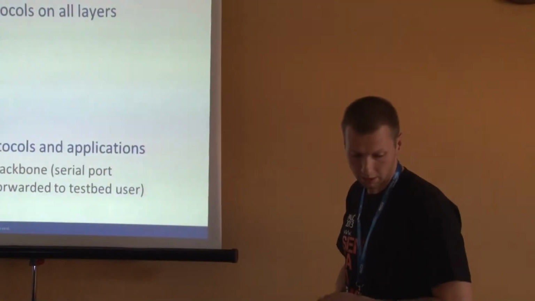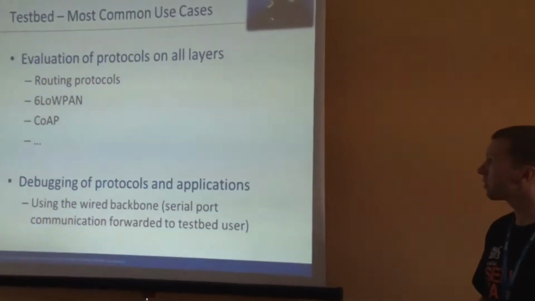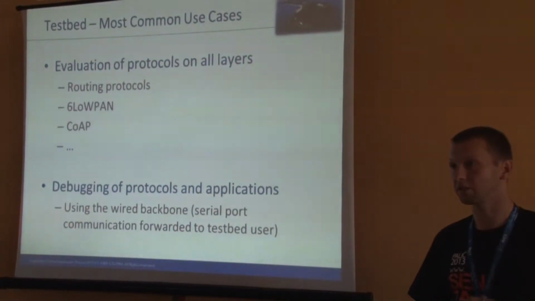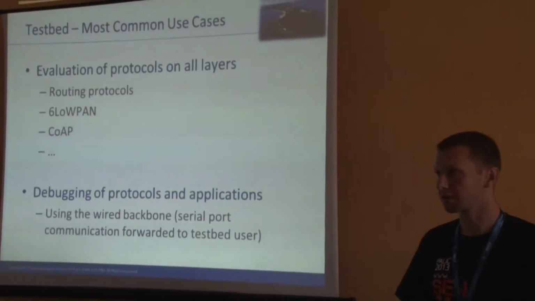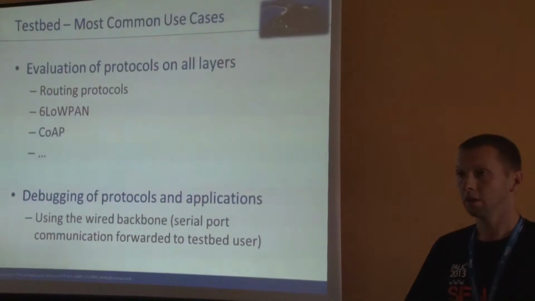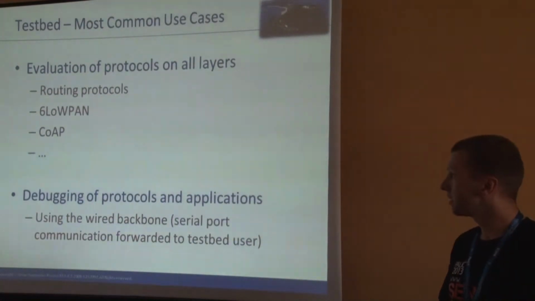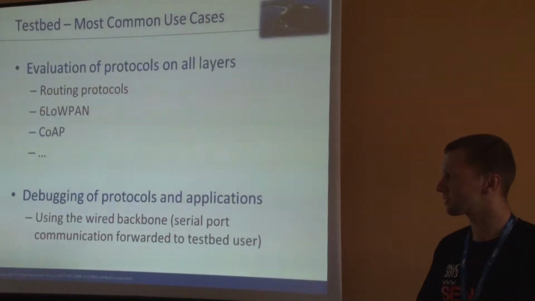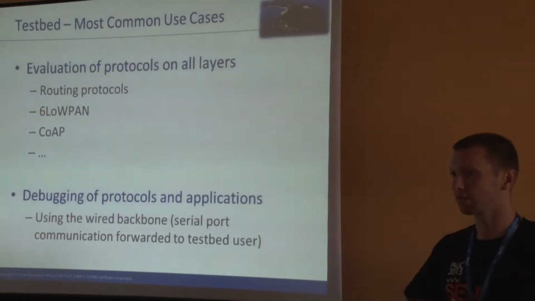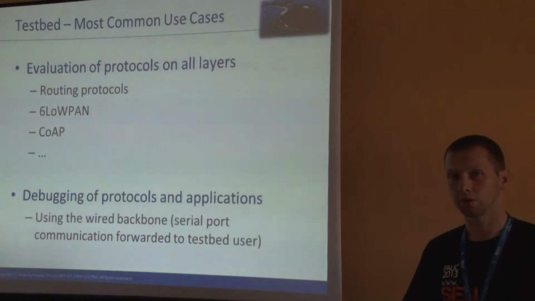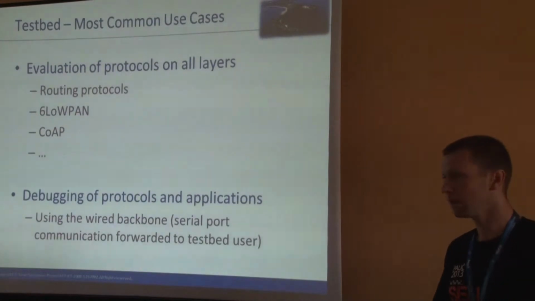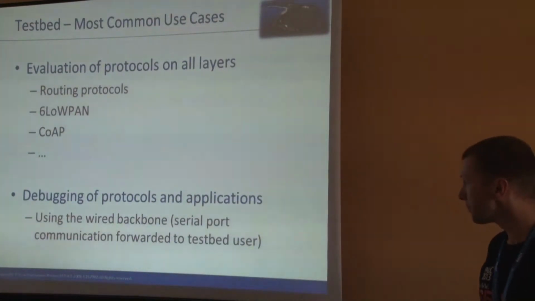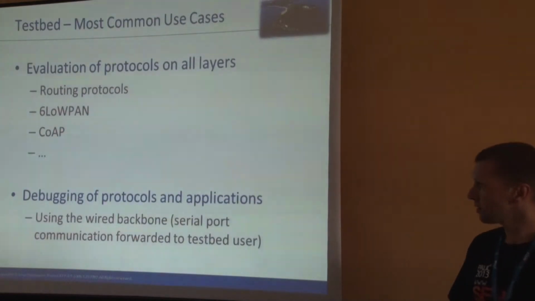So here we see, let's say, most common use cases, so it's very classic use cases. Most of the time the testbed is used to evaluate protocols on all types of layers. So we have, for example, routing protocols that work directly on the MAC layer. We had lots of experiments involving implementations such as 6LoWPAN, CoAP, so on all types of layers. Our testbed was used to basically debug the implementations, evaluate the protocols, how good they achieve their job.